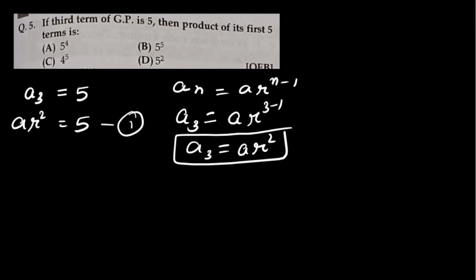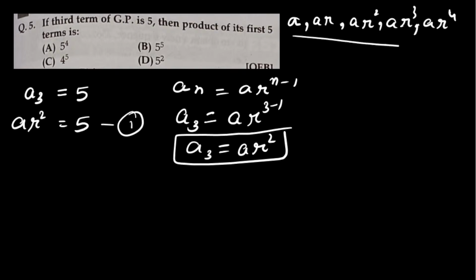So the product of its first five terms, how to see? At the starting itself, I told you the way of writing the terms. First term is A, then second term is AR, third term is AR square, fourth term AR cube, then fifth term AR to the power 4. This is how we write the terms, because in this question nothing is given to us other than the third term, so I'll use this concept.